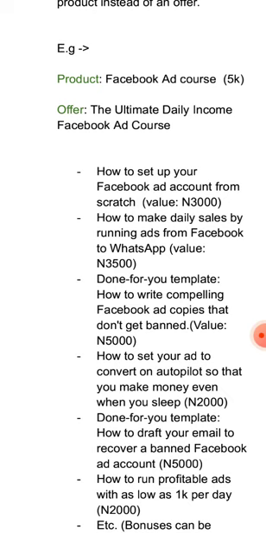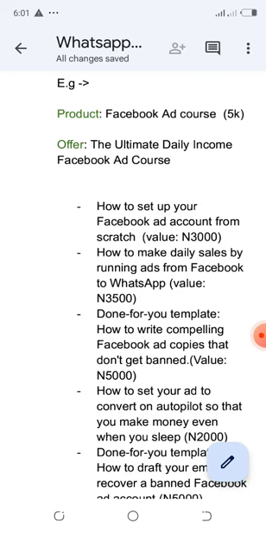Now, if I rename it the Ultimate Daily Income Facebook Ad Course, I've done so many things, because people want to have daily income, of course. That is what they really need. They don't even care about your Facebook ad course. They want daily income. So now I'm telling them, under this course, you learn how to set up your Facebook ad account from scratch, because that's one of the problems people will face. They'll be like, this is a Facebook ad course, but I know nothing about Facebook ads. So I'm telling them, I will show you how to create and set up your Facebook ad account from scratch, and the value is 3,000 naira. Then another one, how to make daily sales by running ads from Facebook to WhatsApp. The value is 3,500 naira.